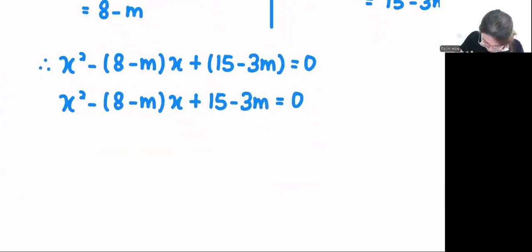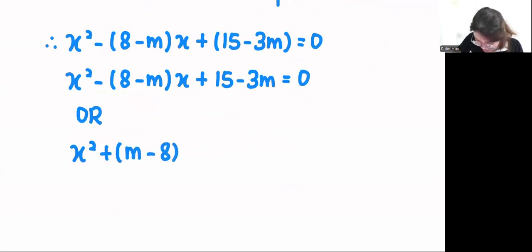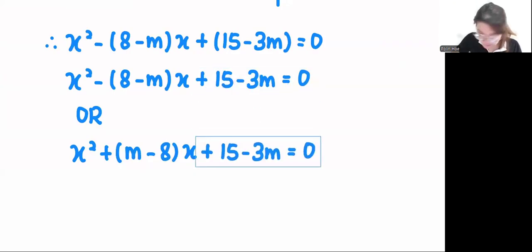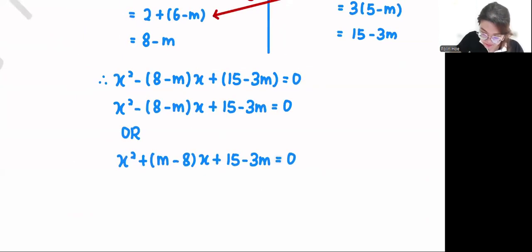Or if you don't like to have the minus, you can change to x squared plus m minus 8x and this. They are the same thing. 它是一样的东西. And this will be your third one.